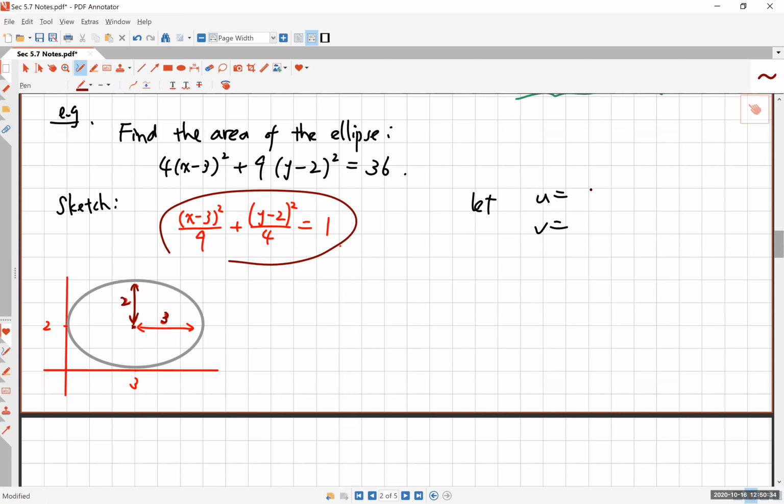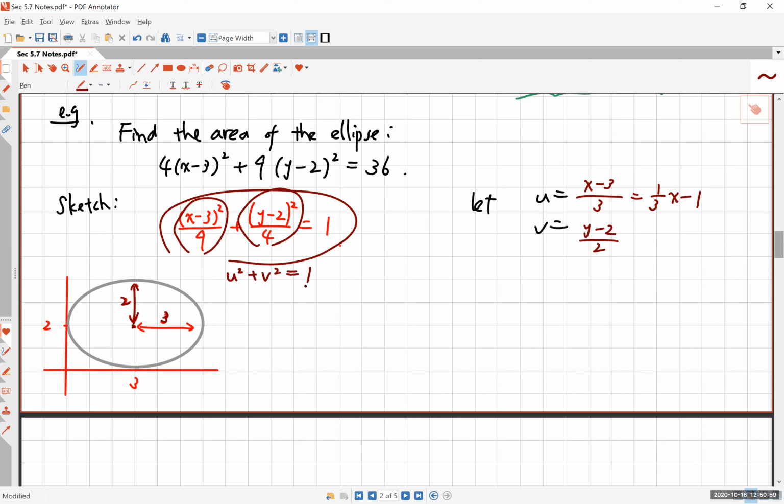I want to let u be (x minus 3) over 3, okay? The reason is because what you see here is simply u squared. By the way, this can be written as 1/3 x minus 1. v is the other one, (y minus 2) divided by 2, okay? So that way, this will be simply v squared. So in other words, this equation will be u squared plus v squared is equal to 1. That's something that we can handle, right? All right, so this equals 1/2 y minus 1, okay?